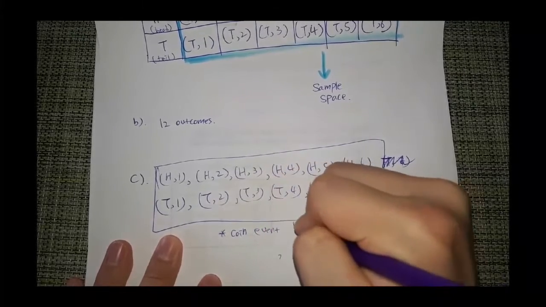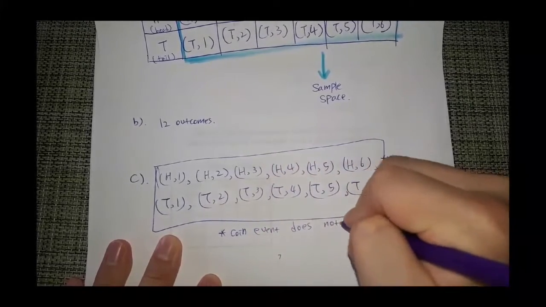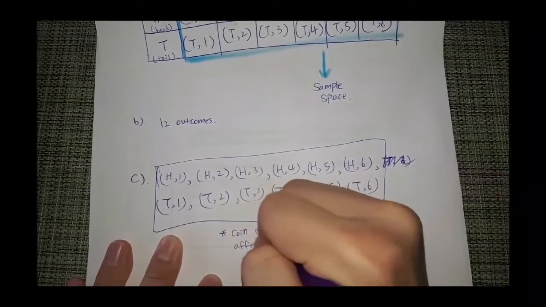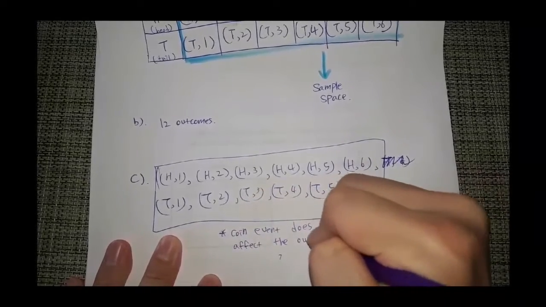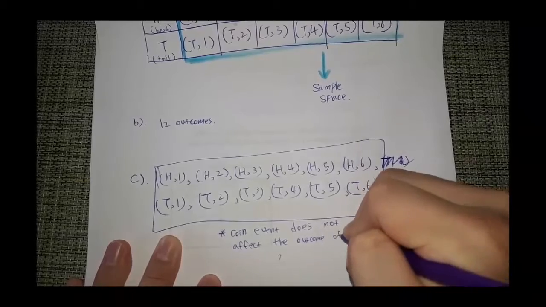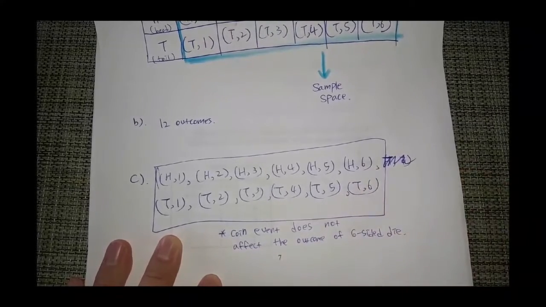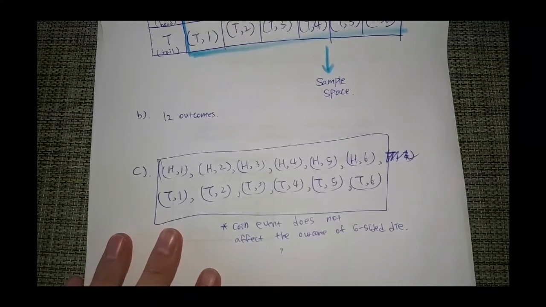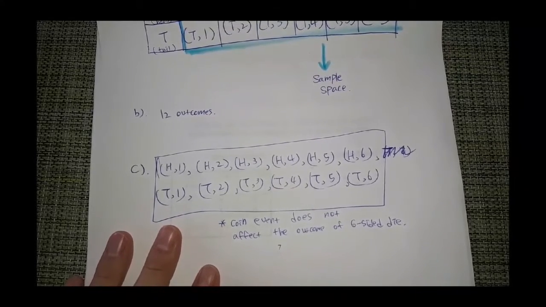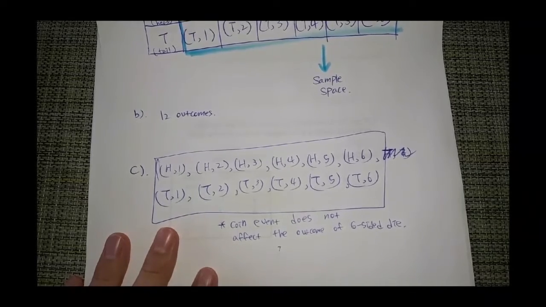event does not affect the outcome of the six-sided die. This is a little bit of assumption that we have. In sample space, when we create or find out all possibilities, one event is independent of another and vice versa. That is one of the examples, folks. Let's do one more.